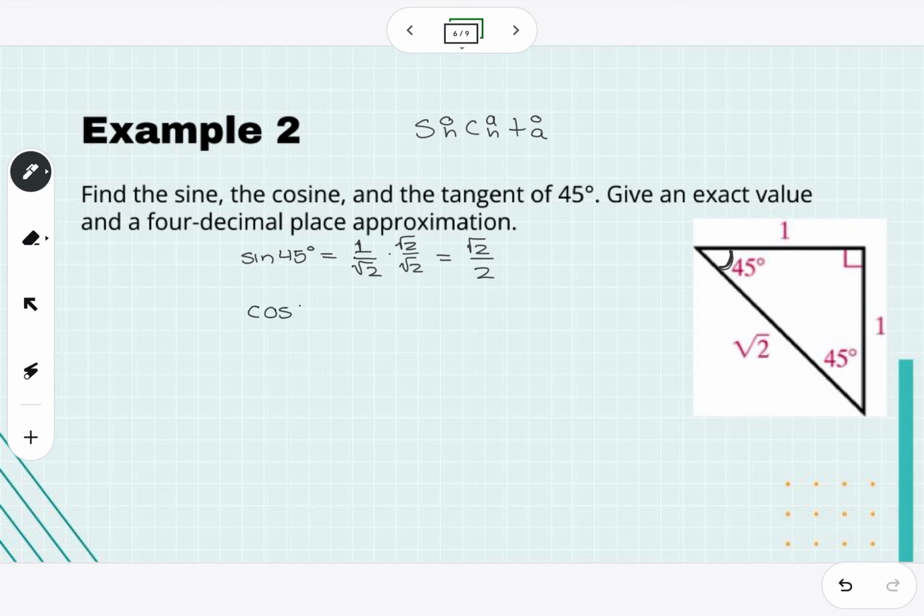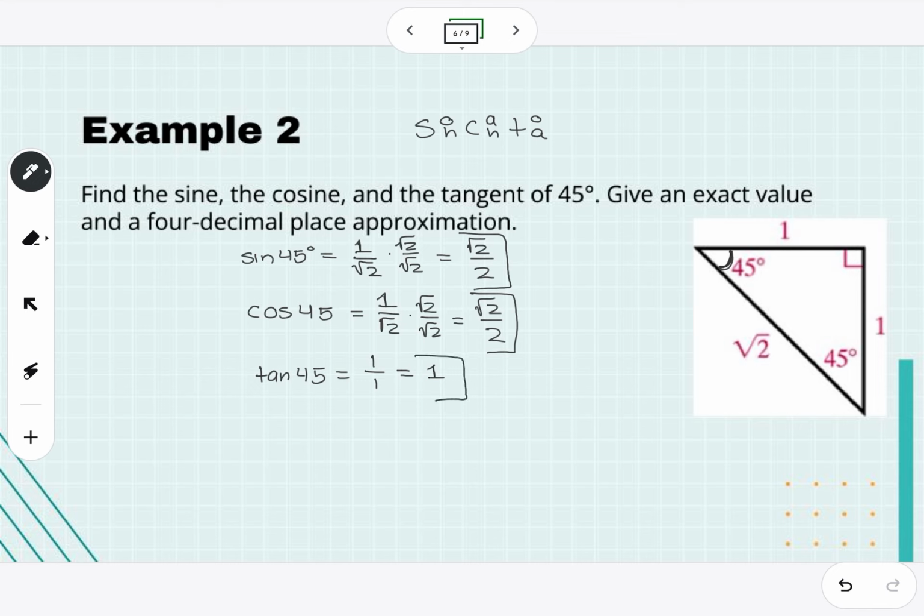Cosine of 45 would be my adjacent side, which also happens to be 1 over rad 2. Same exact thing here. Got to rationalize. We'll end up with the same answer, rad 2 over 2. So cosine and sine of 45 are going to give you the same thing. And then tangent of 45, that's your opposite over your adjacent. 1 over 1 is just going to give us 1. So these are your 3 answers for sine, cosine, and tangent.